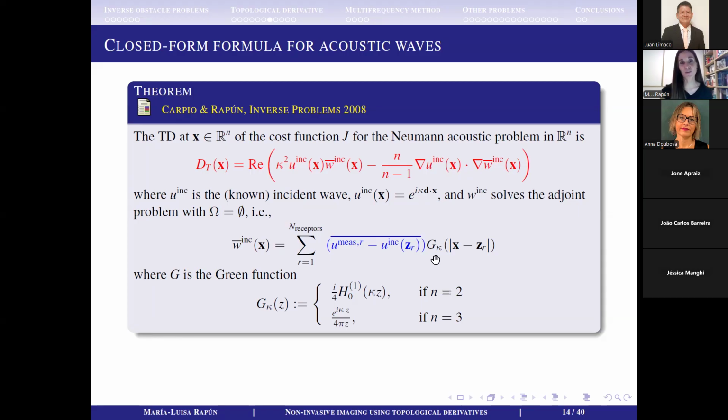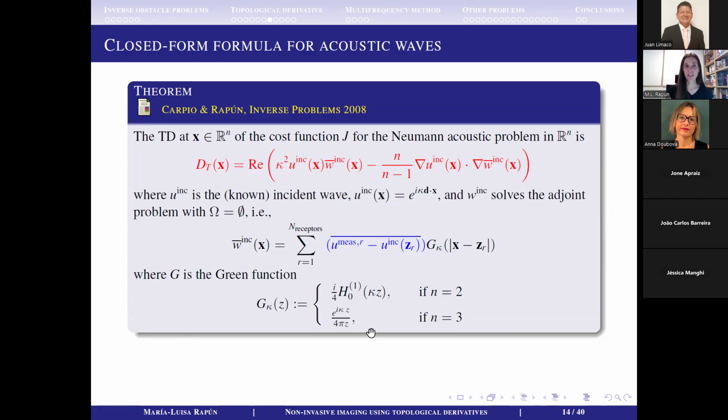This very simple expression involves a linear combination of Green functions, which are the Green function for the Helmholtz equation, which in the case of the two-dimensional problem is given by the Hankel function of the first kind and order 0, and in the three-dimensional case is given by this exponential function.